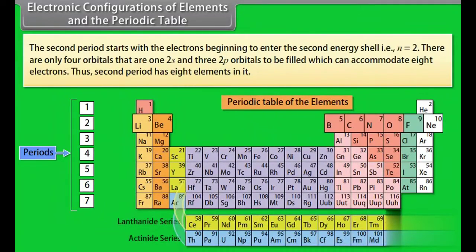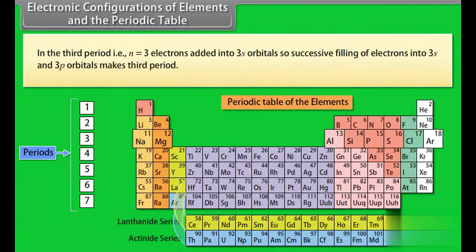The second period starts with electrons beginning to enter the second energy shell, that is, n equals 2. There are only 4 orbitals, one 2s and three 2p orbitals, to be filled, which can accommodate 8 electrons. Thus, the second period has 8 elements in it. In the third period, that is, n equals 3, electrons are added into 3s orbitals. So, successive filling of electrons into 3s and 3p orbitals makes the third period.